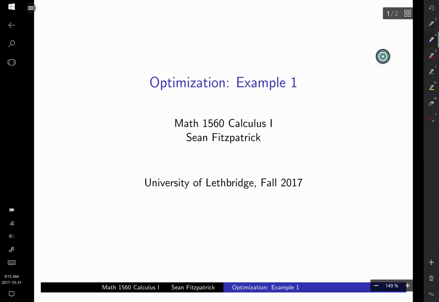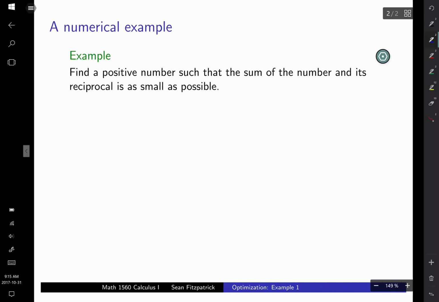All right, so this is our first example involving an optimization problem from section 4.3 for Math 1560, Calculus 1 at U of L for fall 2017. So here's a sort of straightforward example just involving numbers, right? Nothing where we're attempting to attach any kind of applied context, simply optimize a certain quantity involving a number.